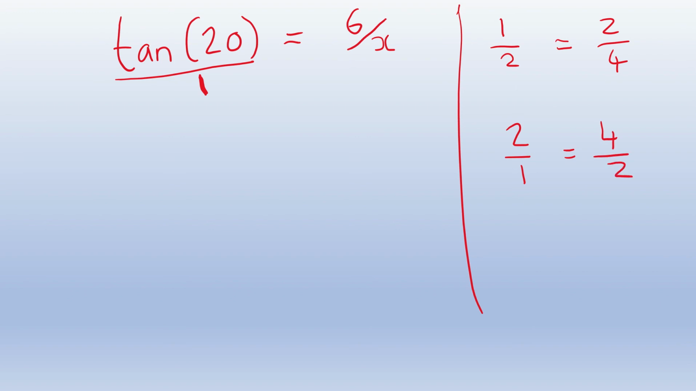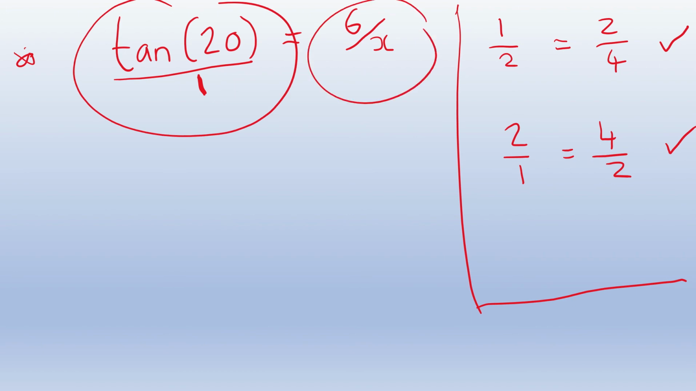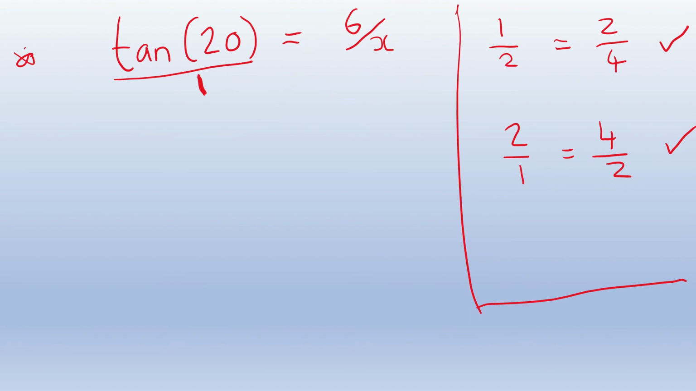And you'll notice that my first statement was correct. When I inverted my fractions, 2 over 1, 2 divided by 1, is the same thing as 4 divided by 2. The statement holds true. So I'm going to apply that logic to my question over here. If I invert both of these fractions, this one here and this one here, my equation is still going to be true.